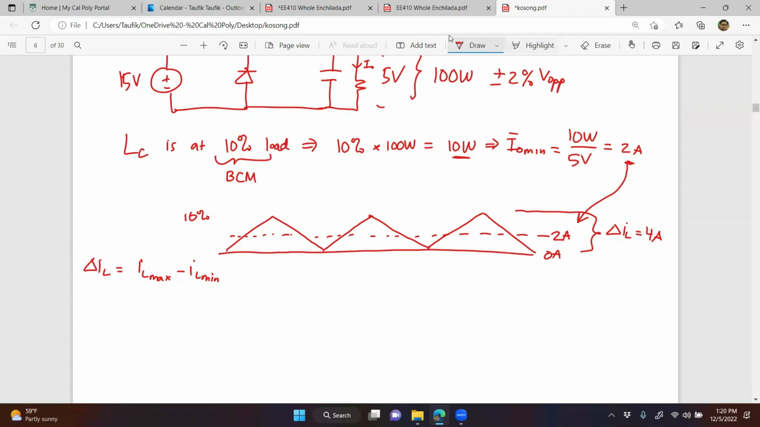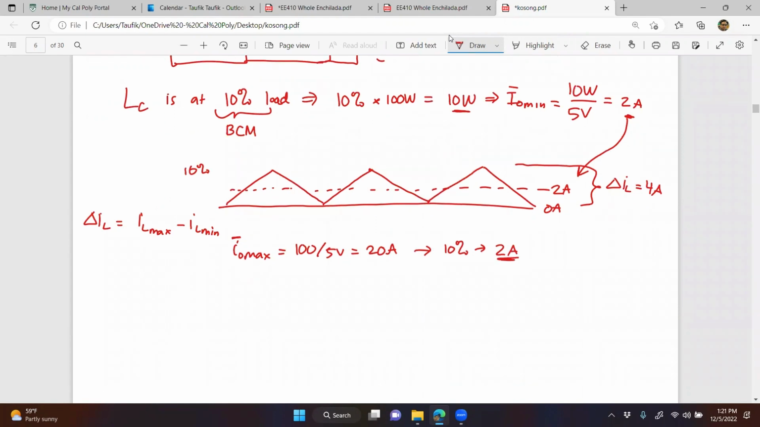Say it again. If I found I out max, which was 100 watts divided by 5 volts, that's 20 amps, and then I took 10% of that, which is 2 amps, I can't say 20 minus 2 equals 18 amps, and that's delta IL. No, this is average value. Both of them are average value. So you have average value at maximum load and average value at minimum load.